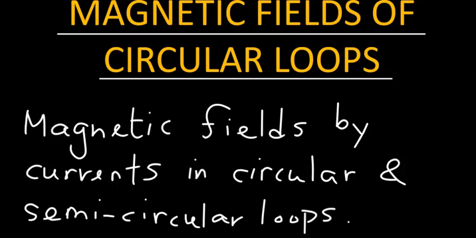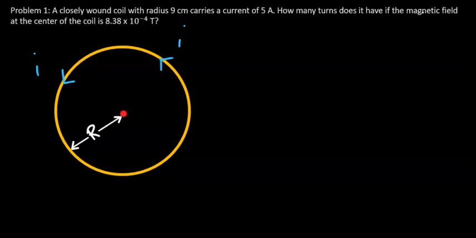In this video, we shall look at magnetic fields created by currents in circular loops. In addition to that, we will also look at a system involving current in a semicircular loop. Let's look at problem 1.